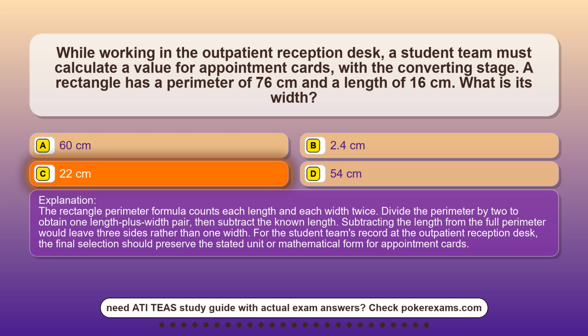The rectangle perimeter formula counts each length and each width twice. Divide the perimeter by 2 to obtain one length plus width pair, then subtract the known length. Subtracting the length from the full perimeter would leave 3 sides rather than one width. For the student team's record at the outpatient reception desk, the final selection should preserve the stated unit or mathematical form for appointment cards.